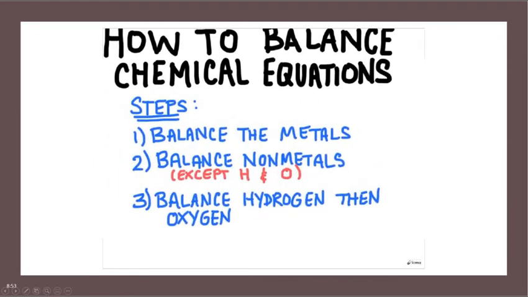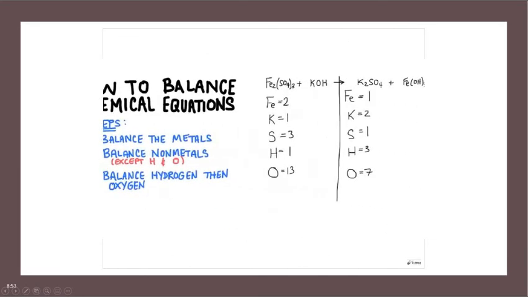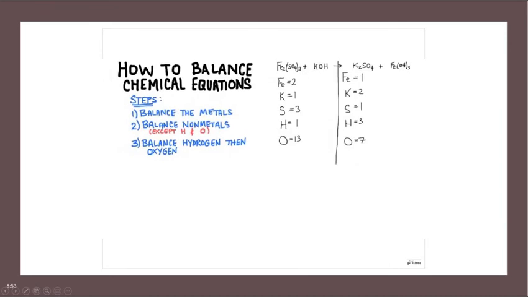The first step is that we're first going to balance the metals. We're going to make sure the metals balance each other. So as I'm looking at this equation, I have 2 metals. I have iron and potassium. I'm going to start by getting those numbers to equal. Then I'm going to move on to the nonmetals, except for hydrogen and oxygen. The only thing I have other than hydrogen and oxygen that's a nonmetal is sulfur. Finally, I'll balance hydrogen, then oxygen. So you see I listed them in the order that I'm going to follow these steps.